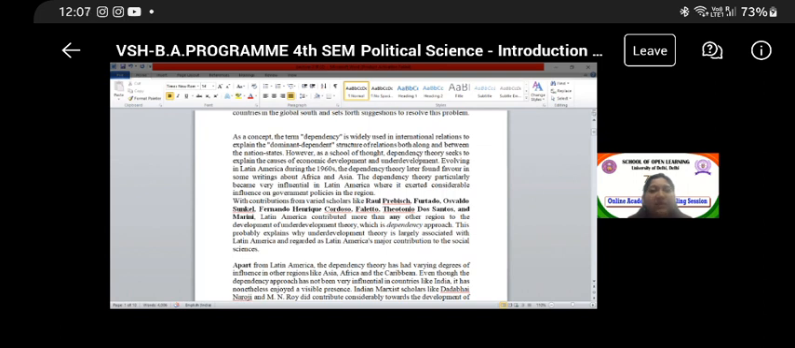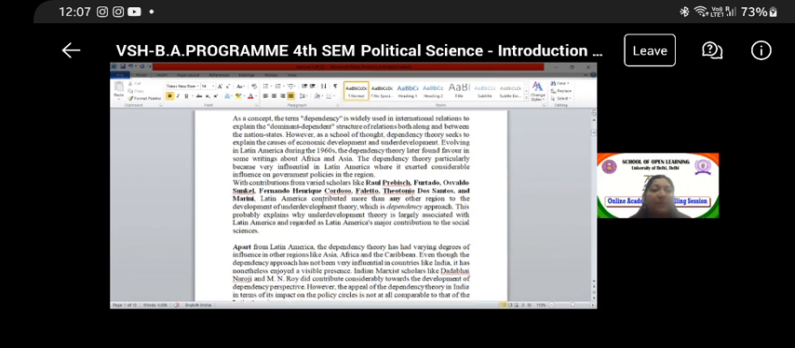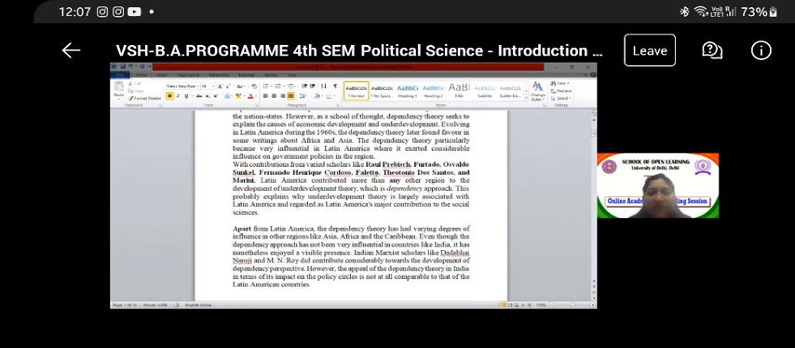However, as a school of thought, dependency theory seeks to explain the causes of economic development and underdevelopment. Evolving in Latin America during the 1960s, the dependency theory later found favor in some writings about Asia and Africa. But basically, it's Latin American writings. The dependency theory became very influential in Latin America, where it exerted considerable influence on government policies in the region. Now these are the important names, with contributions from varied scholars like Raúl Prebisch, Furtado, Osvaldo Sunkel, Fernando Henrique Cardoso, Faletto, Theotonio dos Santos, and Marini.